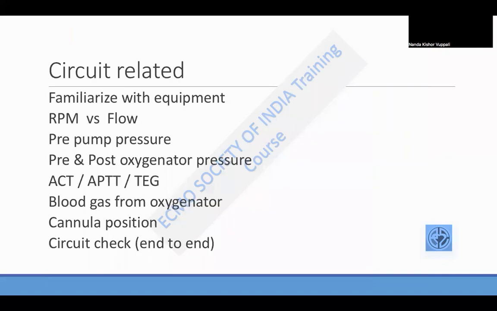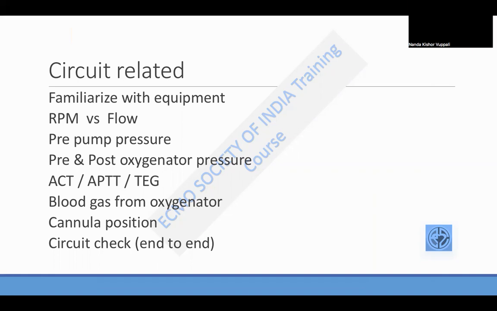One needs to be familiarized with the equipment to troubleshoot. It is very essential, and one of the main aims of this workshop is so that everyone is familiar with what they're dealing with. When the patient goes on ECMO, what we're aiming at is adequate flow. So what we're targeting is the flows. But to get to the flows, what we change is the revolutions per minute, that is RPM. Typically, if we need to increase the flows, we go up on the RPM. So that's what normally happens.